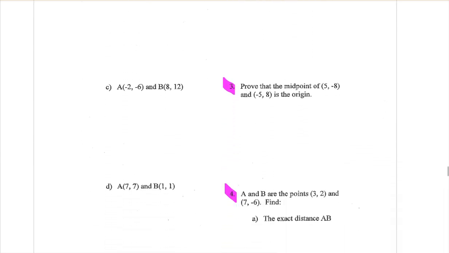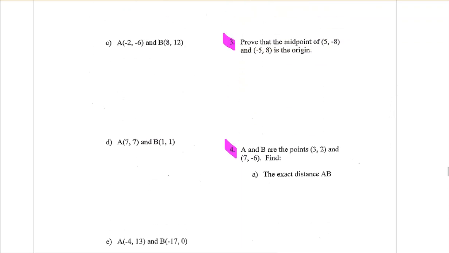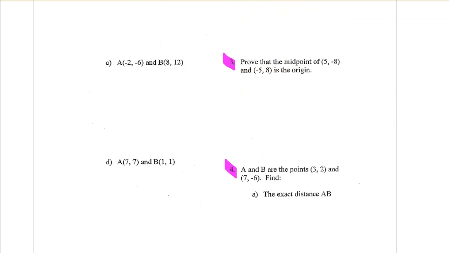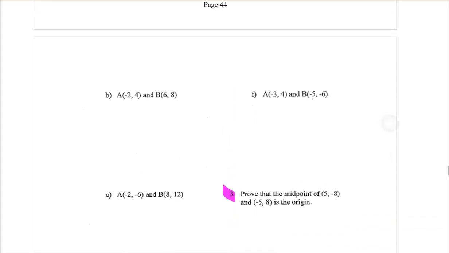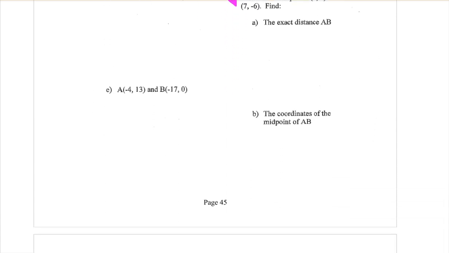So you've got 2 pages. Questions 3 and 4 are a little bit more challenging, which is why those ones are highlighted in pink there. Give those ones a go, but the first 2 questions with all those parts in there are the most important ones. So you need to finish down to page 45.